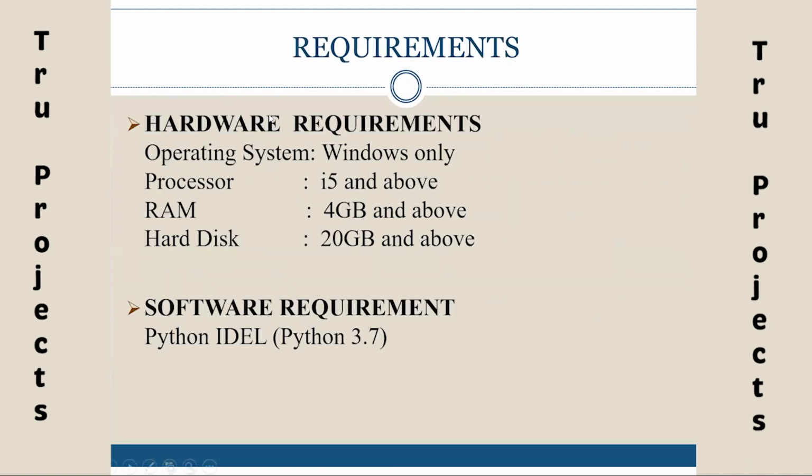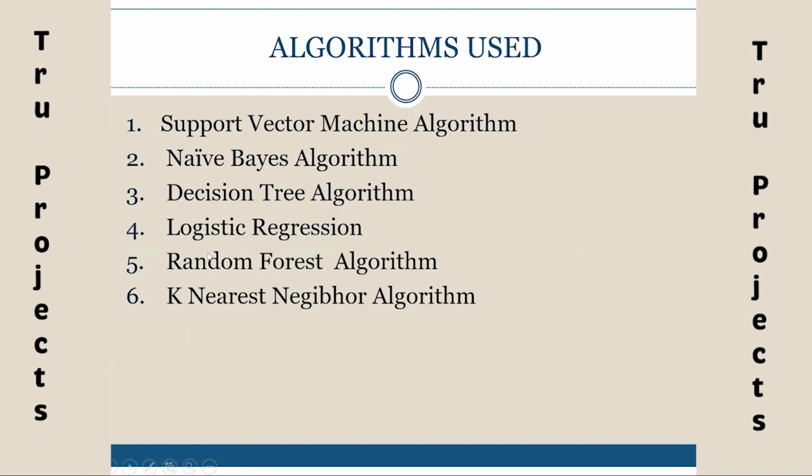Requirements for the project are hardware requirements and software requirements. In hardware requirements, operating system of Windows, processor of i5 and above, RAM of 4 GB and above, hard disk of 20 GB and above are required. In software requirements, Python IDLE of 3.7 version is required.